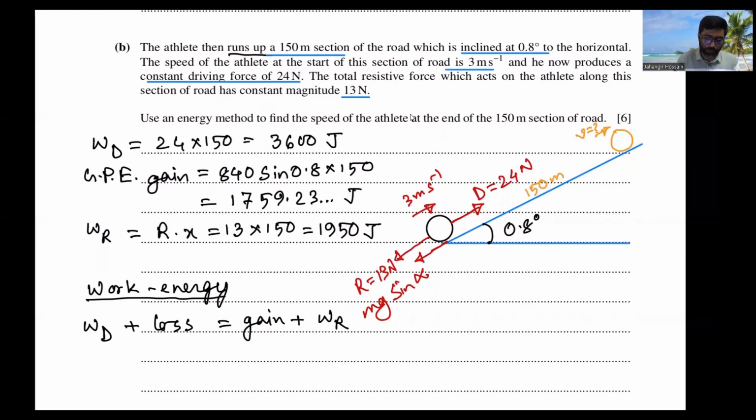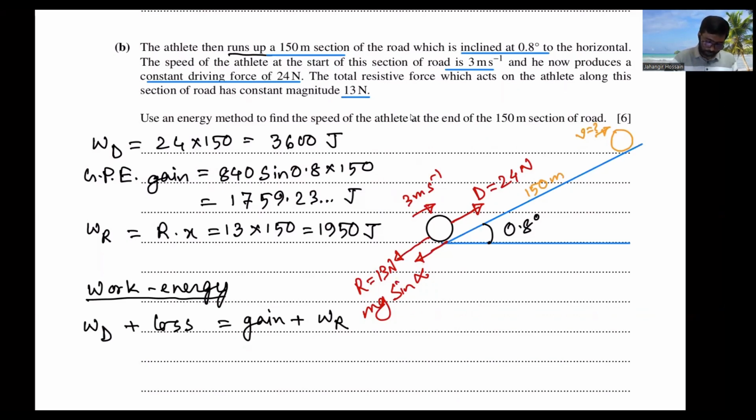Then work done by the driving force is 3600. If you calculate the sum of GP gain and work against resistance, if it becomes more than the work done by the driving force, then there will be loss in KE. So GP gain 1759.234 something plus work against resistance 1950, which is more than 3600 joules. So we are sure that there will be loss in KE.